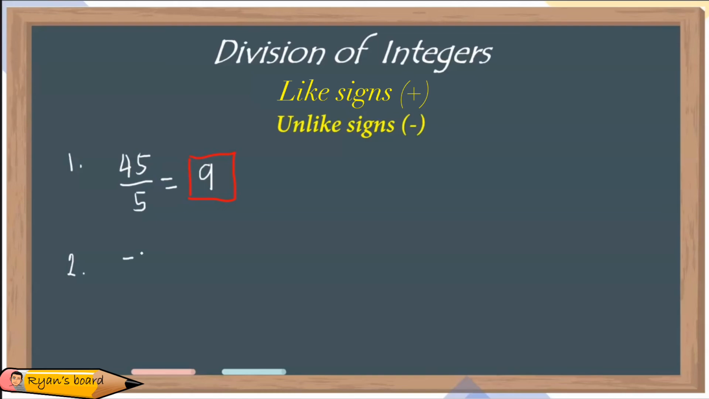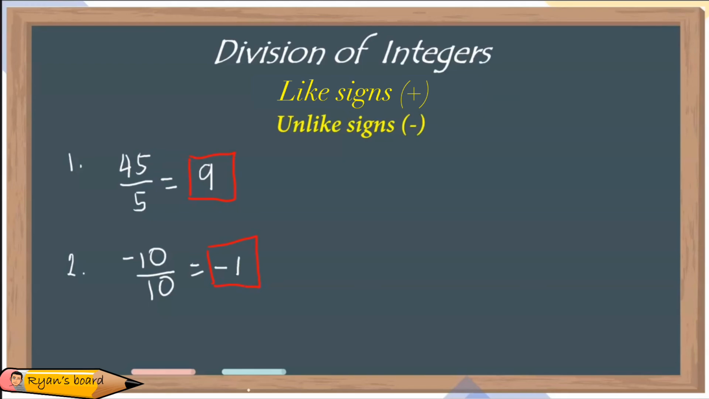Okay? Now, let's try another one. Negative 10 divided by 10. Look at the signs. Negative divided by positive. Unlike signs, so iyan ay negative. What is 10 divided by 10? That is 1. So our answer is negative 1.